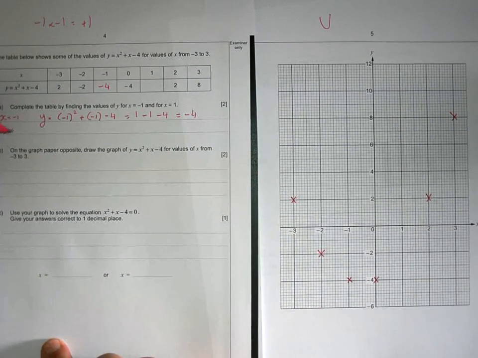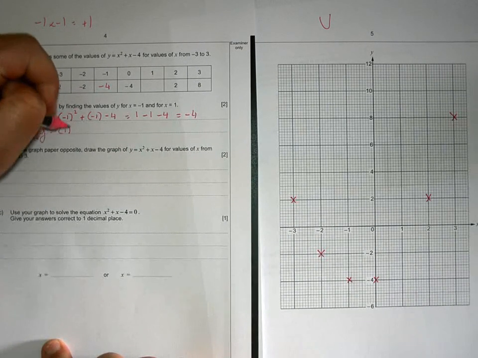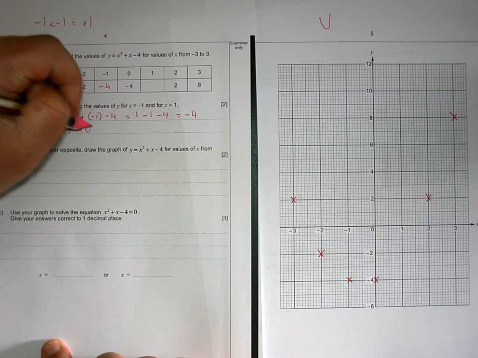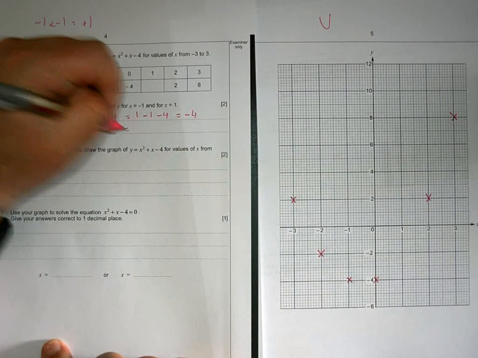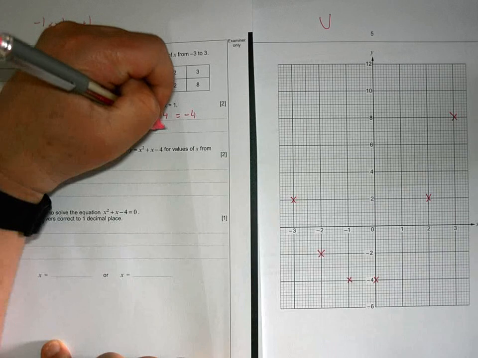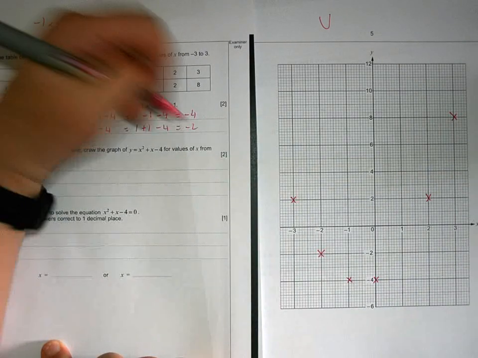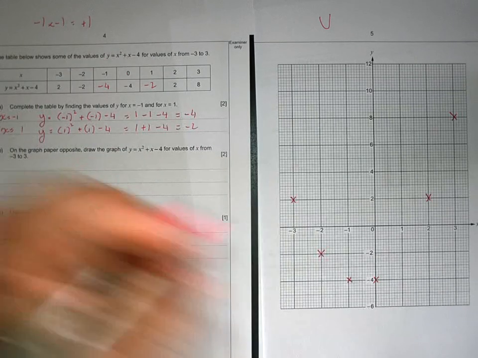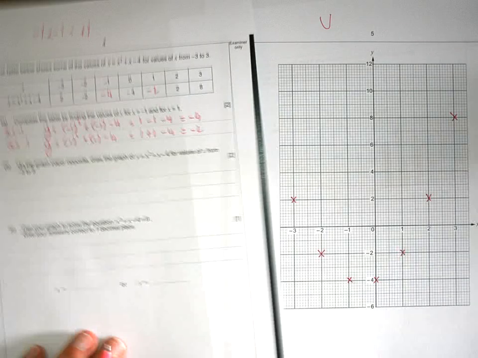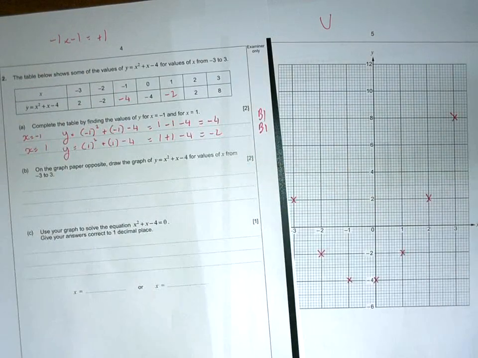Then I have to work out x equals 1, y equals 1 squared plus 1 minus 4. 1 times 1 is 1, plus 1, take away 4. 1 plus 1 is 2, take away 4, minus 2. So 1 is -2. So we've got our 2 marks for correctly working those out.